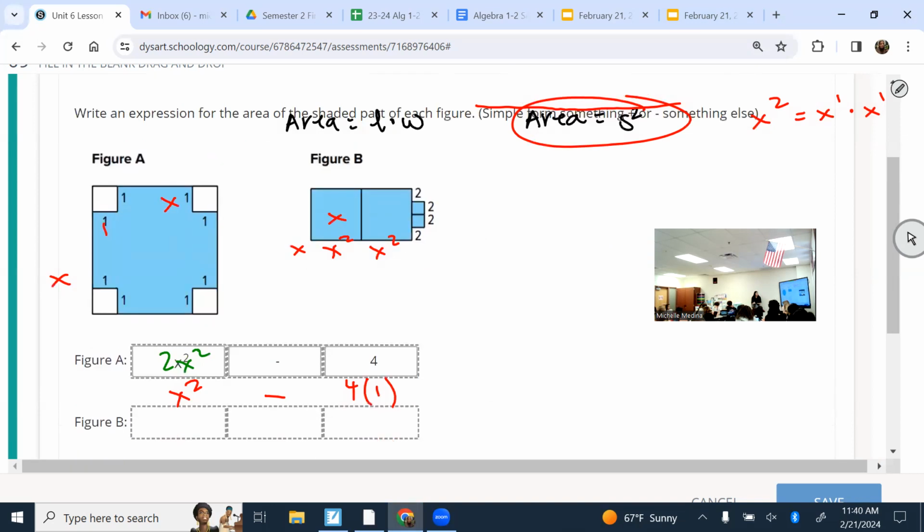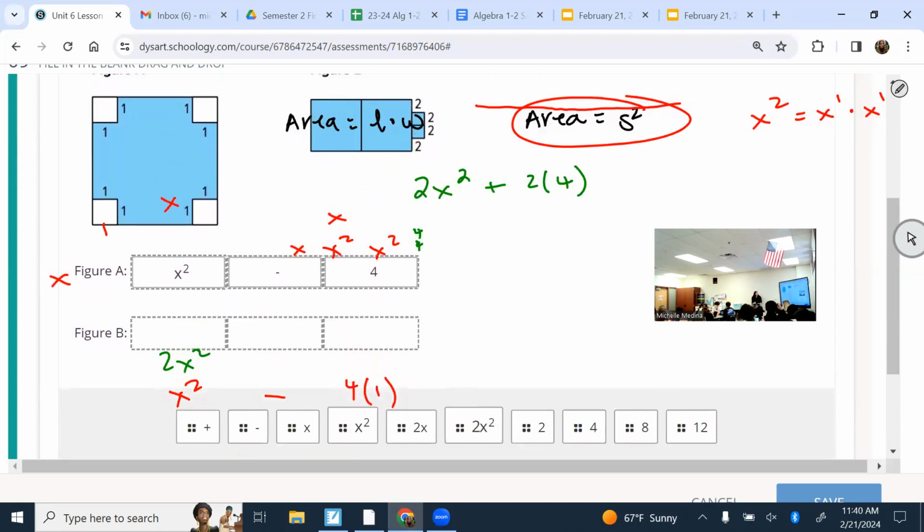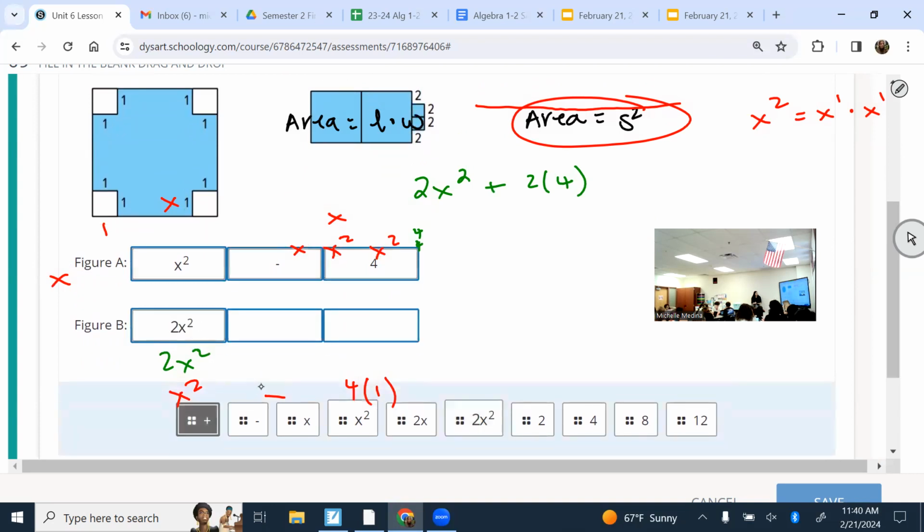Sorry, I know it's really jumbled. I'll try to write it over here. 2x squared plus the area of these little squares, which have the dimensions there. If it's a 2 by 2 square, then what's my area? And I have 2 of them. So it is 8. It's 2 times 4, which is 8. So now see that we have those options: 2x squared plus 8.